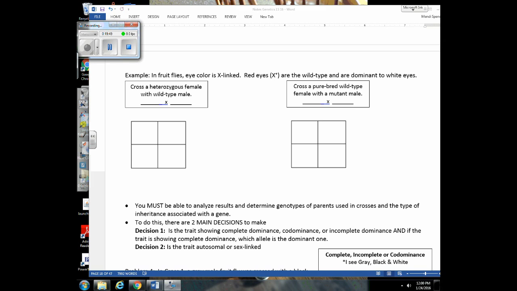Let's go through a few sex-linked problems, and then I'm going to show you some that are really going to make you think. And these are typical AP problems. We have in fruit flies, eye color is sex-linked. Red eyes are the wild type and are dominant to white eyes. Now I'm trying to teach you some other terminology that you're going to see in these genetic problems. If you see a trait and they say it's the wild type, I want you to understand it is the most common.